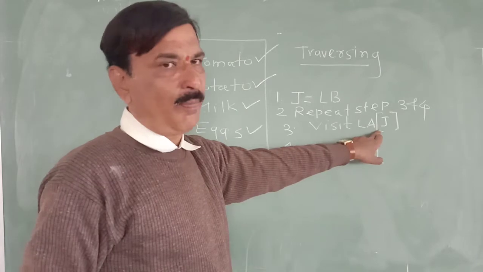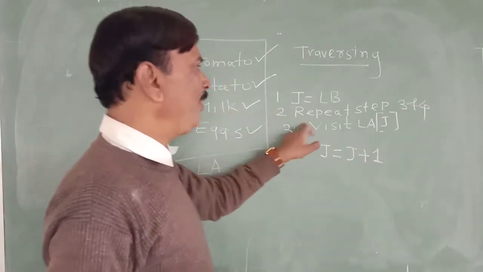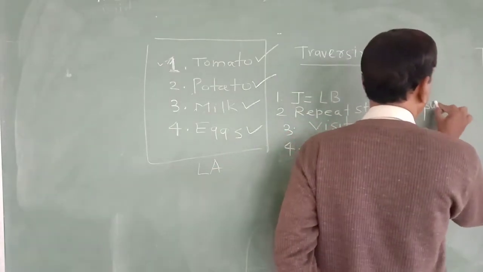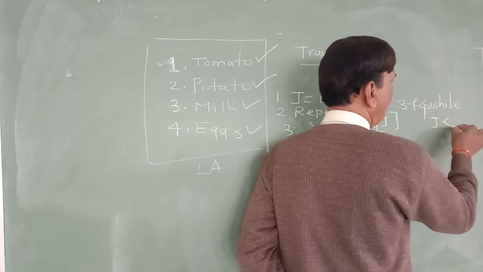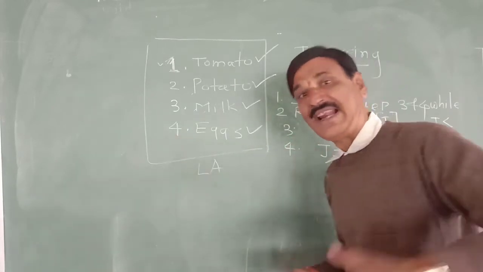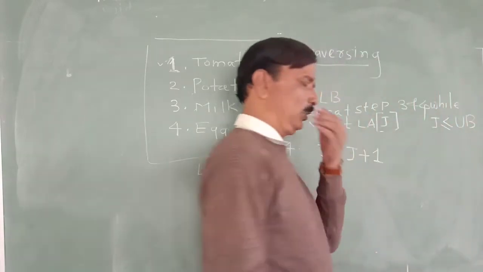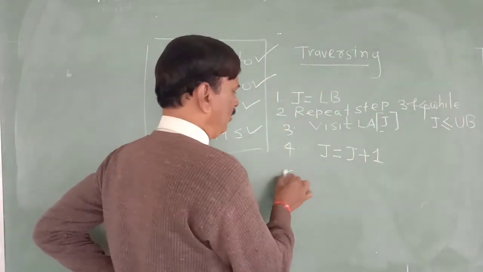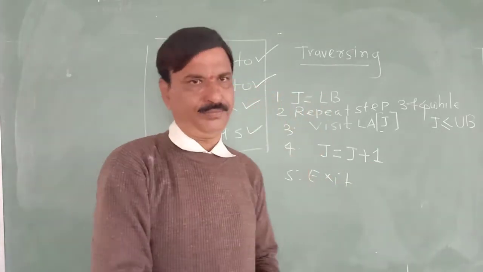But now we have to stop. So when are we going to stop? When J becomes 4. So repeat step 3 and 4 while J is smaller than or equal to 4, that is the largest index, upper bound. Step number 5.